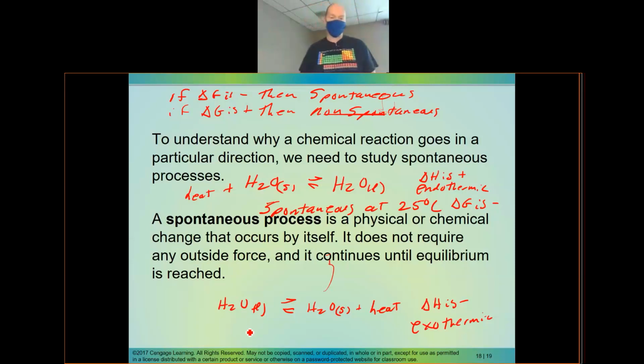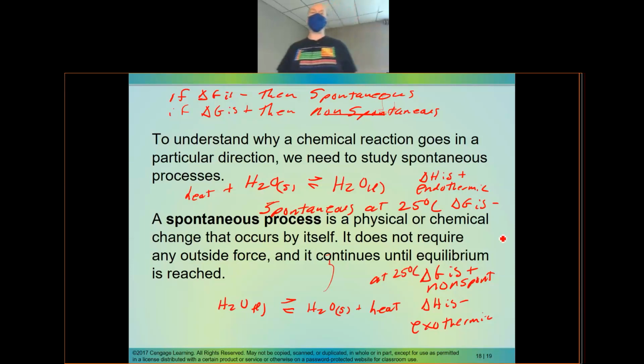All right. If we did the same thing down here and said we took water and we put it on the table at 25 degrees Celsius, it is not going to spontaneously turn into an ice cube. All right. And so this one is not spontaneous. Liquid water does not freeze unless you stick it in the freezer. All right. And so here your delta G is positive. This is non-spontaneous at 25 degrees Celsius.